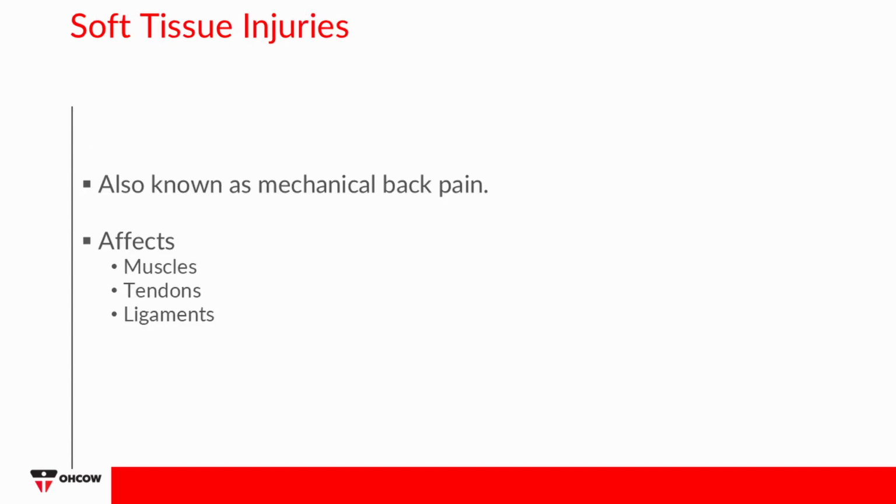Soft tissue injuries are often referred to as mechanical back pain and affect muscles, ligaments, and tendons. Muscles are stretchy, fibrous tissue allowing the body to move and maintain different positions. Muscles are connected to bones and joints by tendons. Tendons are tough fibrous collagen tissue that attach muscles to bones. Ligaments are slightly elastic fibrous tissues that connect two or more bones together. Ligaments also help to stabilize joints and prevent excessive movement such as hyperextension and hyperflexion.